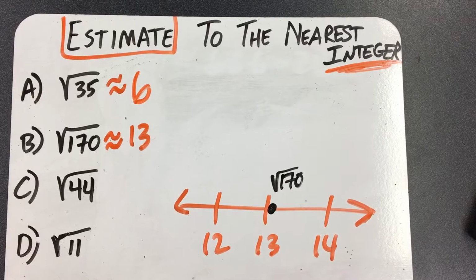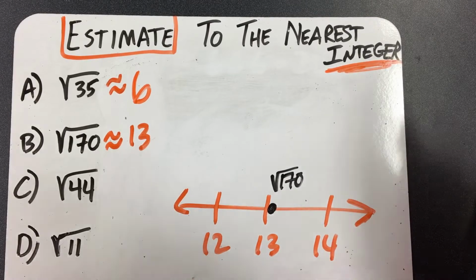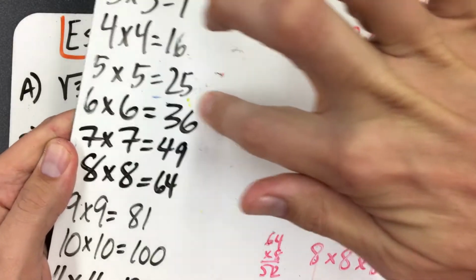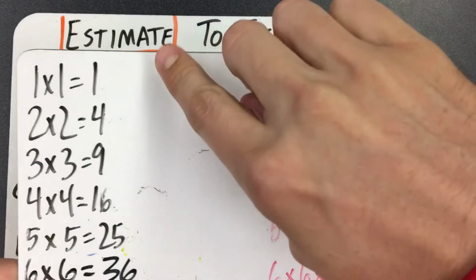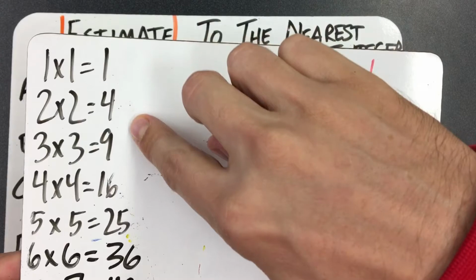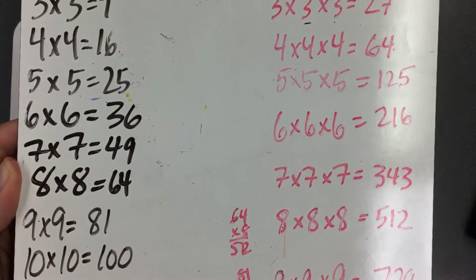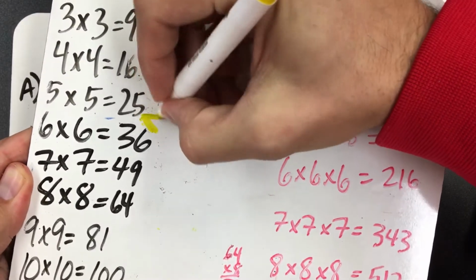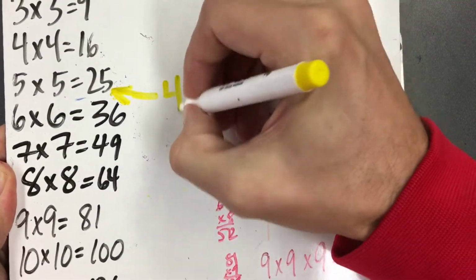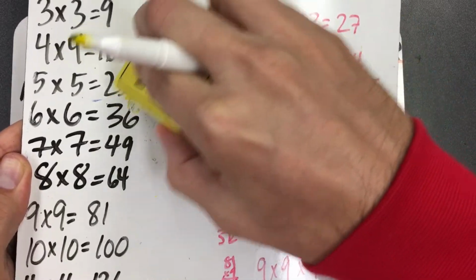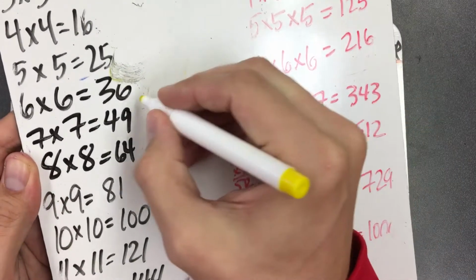The next one says 44. The square root of 44. I'm going to erase this because it's going to be in a similar area. So 44 is bigger than 6 times 6. It's less than 7 times 7. So 44 is right here, right? It's in between, oh wait, no, that's not right. It's bigger than 36. I don't want to put it in between 25 and 36. How about in here?